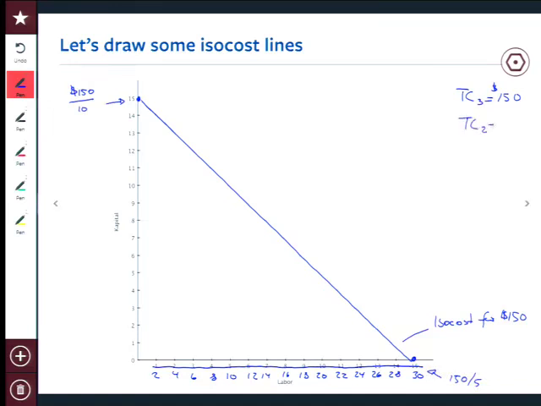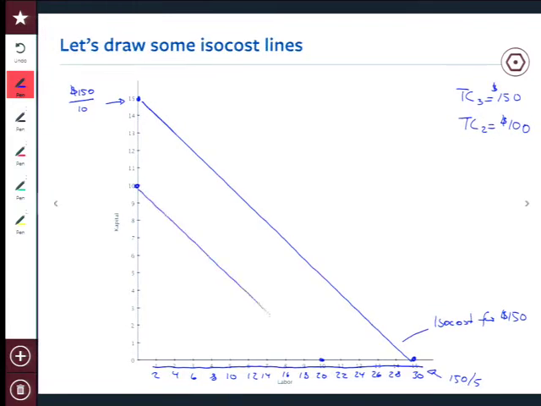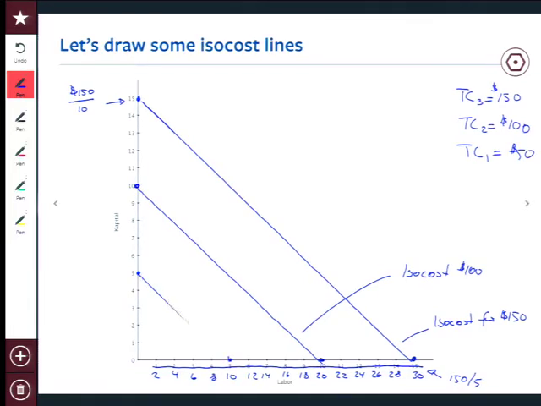Now if my total cost was 100, at $10 per unit of capital, I could buy 10 units, and at $5 per unit of labor, I could buy 20 units. So I can again draw my iso cost curve for $100. And Max is going to draw the iso cost curve for a total cost of $50. You could afford 5 capital, 10 labor, or anything in between. Okay, so this is the iso cost for 50.